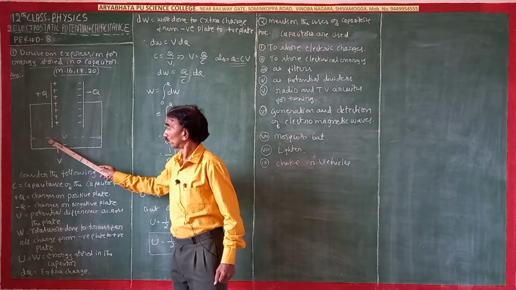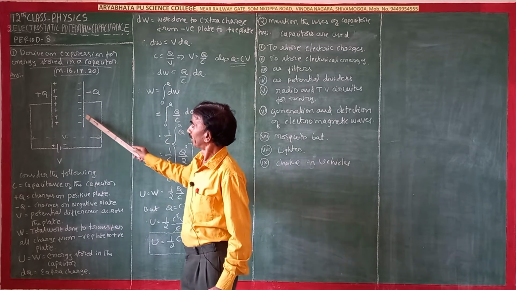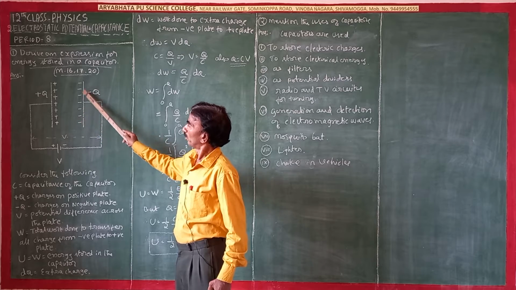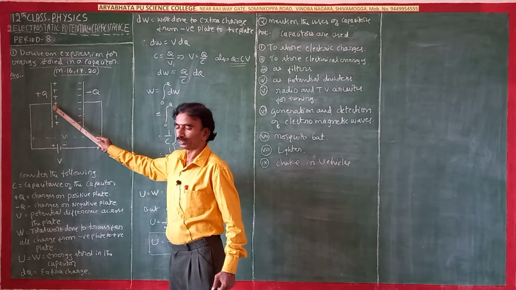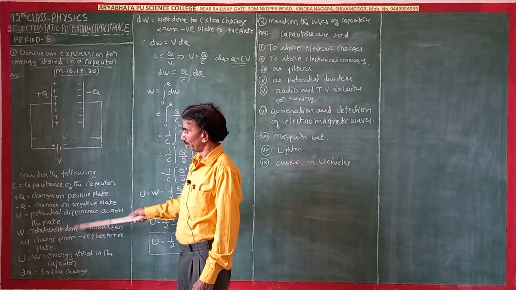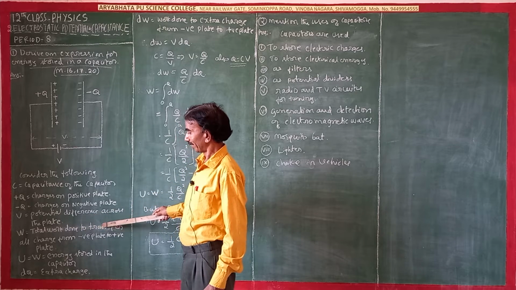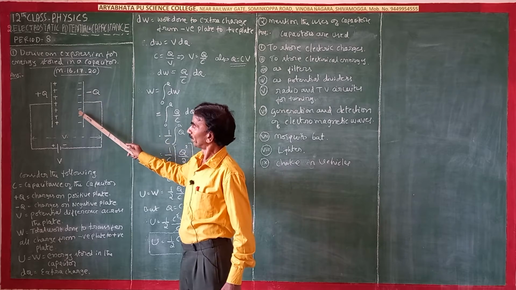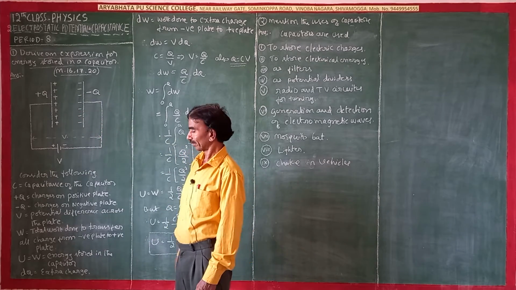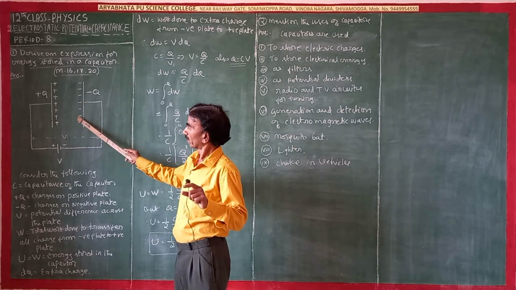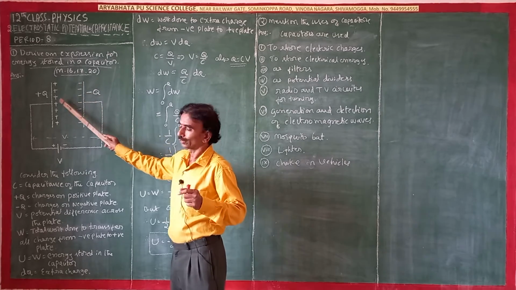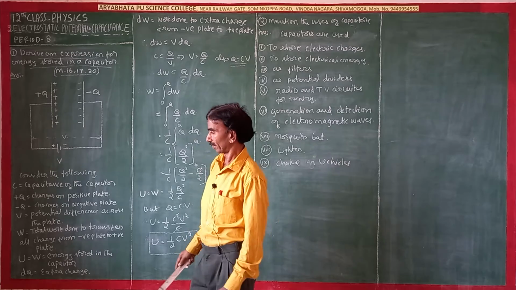And W is equal to total work done to transfer all charges from the negative plate to the positive plate. So work done means transferring all these charges from the negative plate to the positive plate. This is the work done.